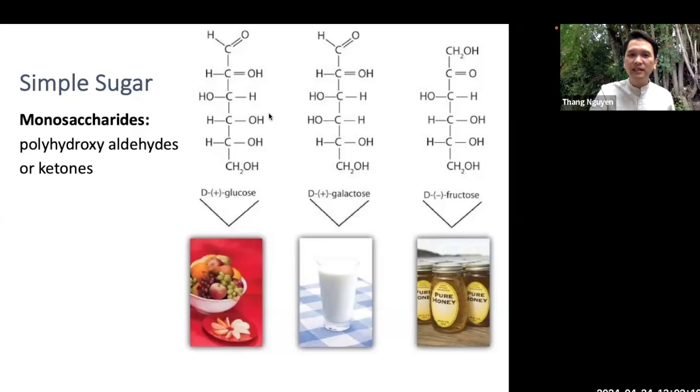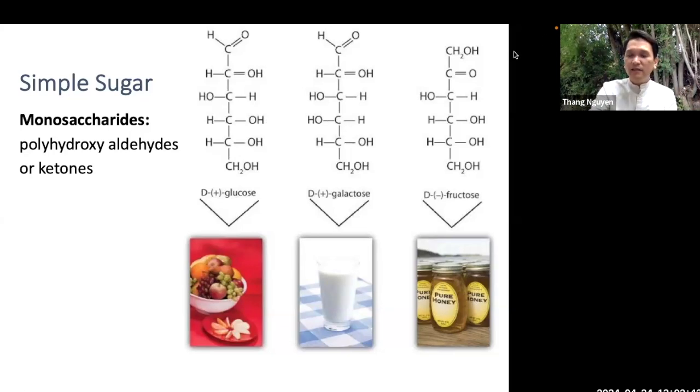Now, take a look at these two structures. They're very similar, right? What is the difference between them? They're almost identical, right? From the top here, you go down, they're identical to each other, except at this carbon here. It's just the orientation of the OH group is on the right-hand side versus the left-hand side of the other molecule. But that makes them different molecules.